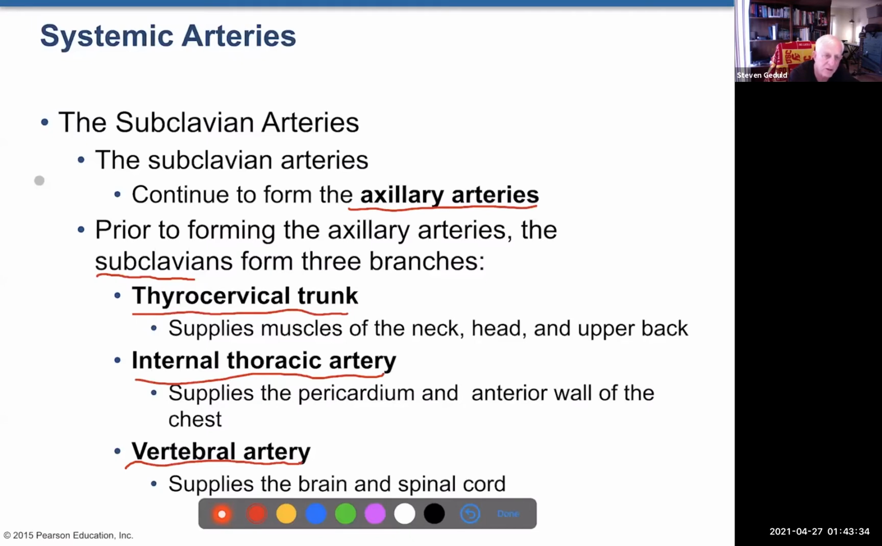So the thyrocervical trunk supplies muscles of the neck, head, and upper back. The internal thoracic artery supplies your pericardium, the sac around the heart, and anterior walls of the chest. Vertebral artery supplies the brain and spinal cord.